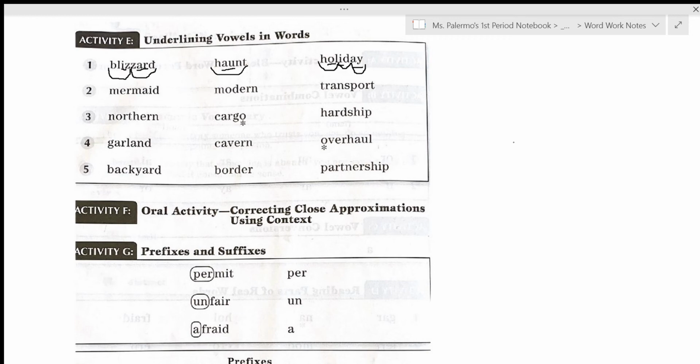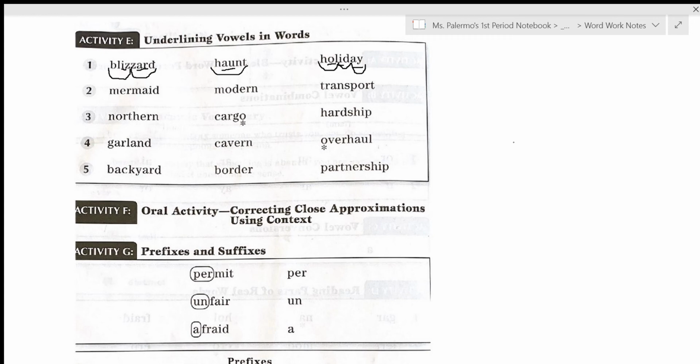Contaminate. The oil spill will contaminate the ocean. What word should it be? Contaminate. Next word, argument. During the argument, the boys and girls yelled at each other and refused to listen. What word should it be? Argument. Next word, happiness. We showed our happiness by smiling. What word should it be? Happiness.